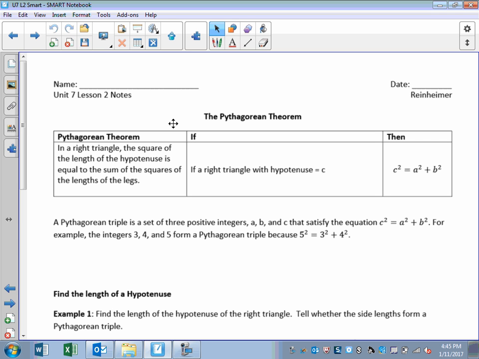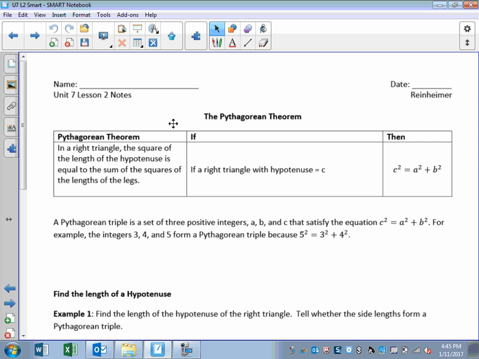And what the Pythagorean theorem tells us is that if the legs of a triangle, when you square them and you add them together, are equal to the hypotenuse of a triangle squared, you know that triangle is a right triangle. So that is what the Pythagorean theorem tells us.